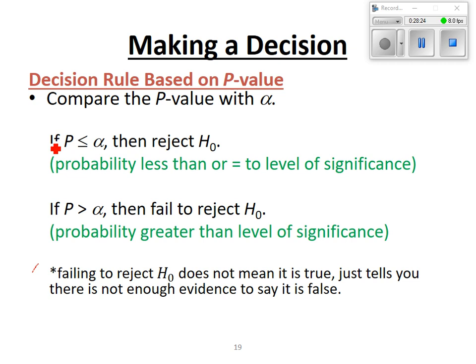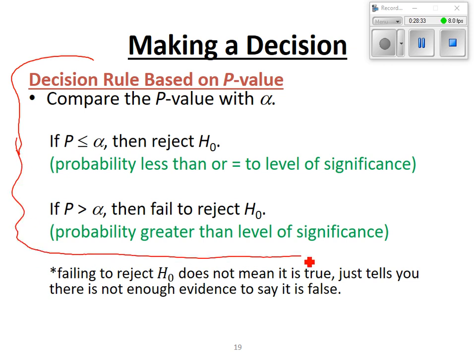This I would write down, if we're doing the p-value stuff. That's what we're using. So if we find our p-value and we know our alpha, if the p-value is less than or equal to alpha, then we reject the null. If the p-value is greater than alpha, then we fail to reject the null.